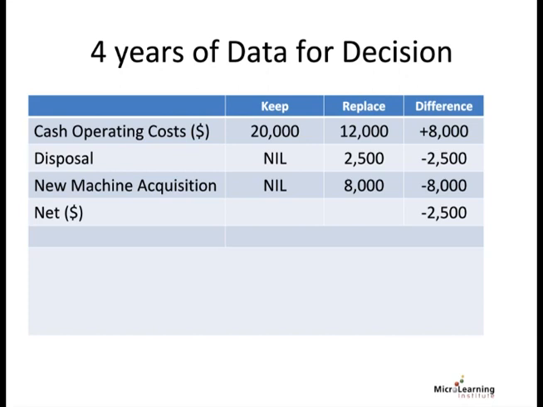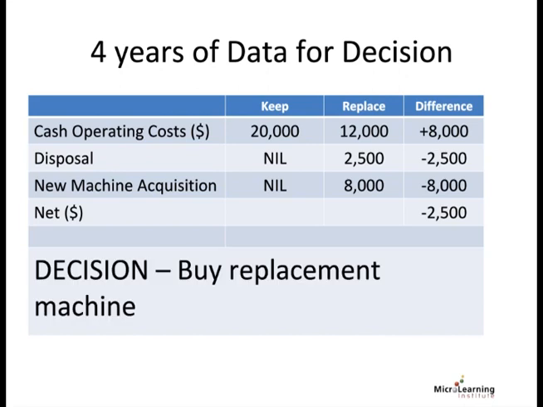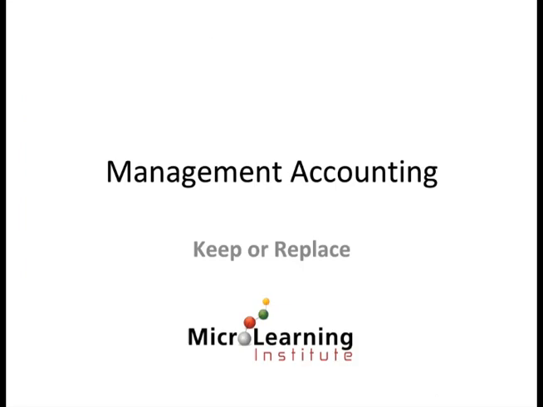So the net impact of the machine replacement is a reduction in cash outflows over 4 years of $2,500. Hence, the best financial decision is to buy the replacement machine. This short tutorial demonstrated how to make a financial decision whether to keep or replace a machine.